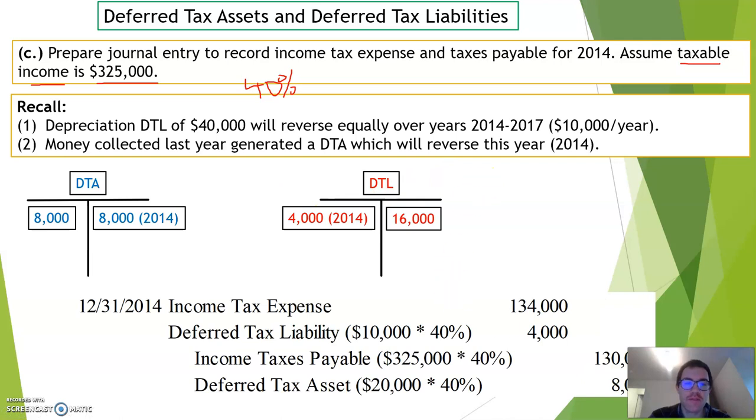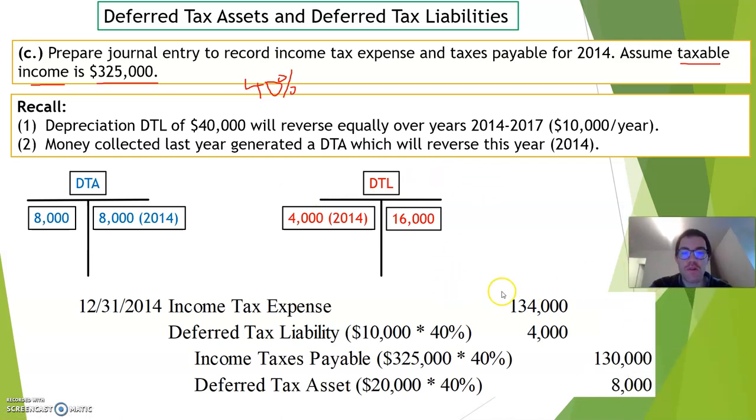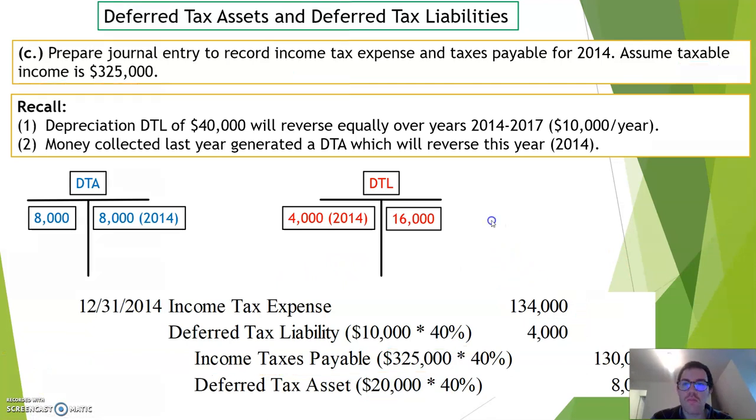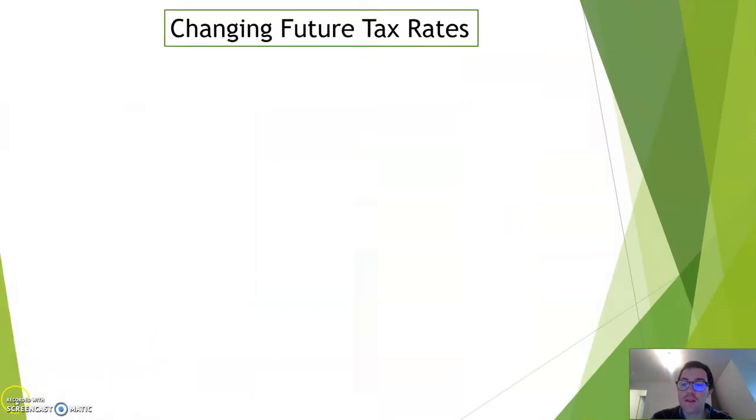All right. So this is what the complete journal entry will look like right there. You see that income taxes payable is $325 times the tax rate, the DTA there, the DTL, again 1/4 of it, and you can just back solve. You can plug it in to get the income tax expense. Okay. I think that's enough for this video.